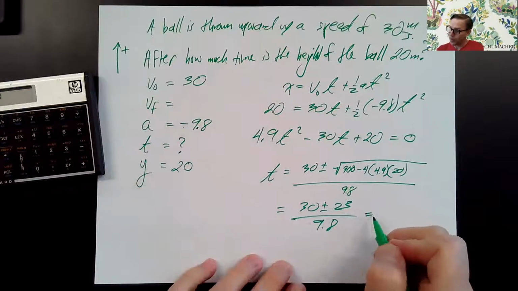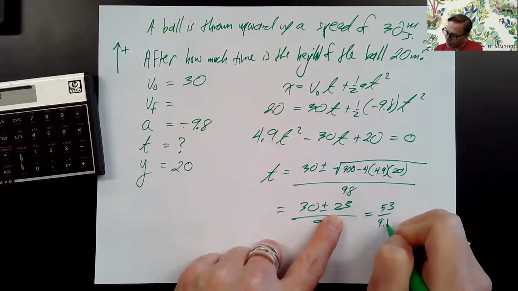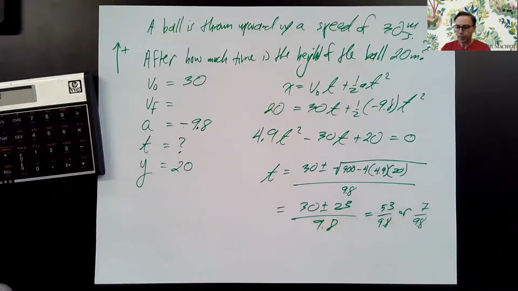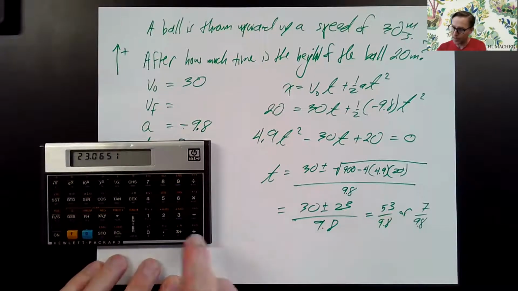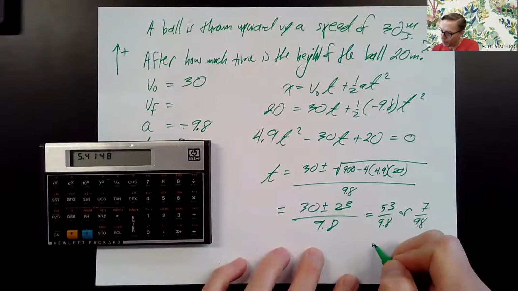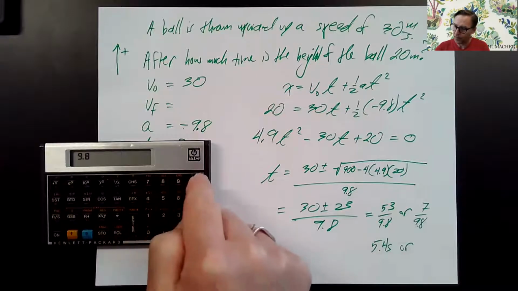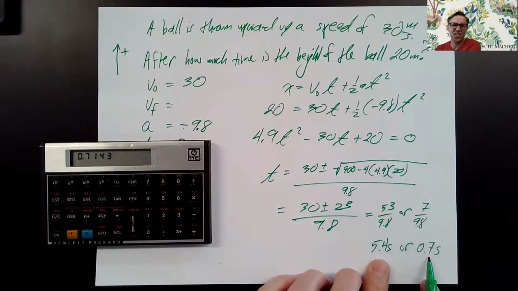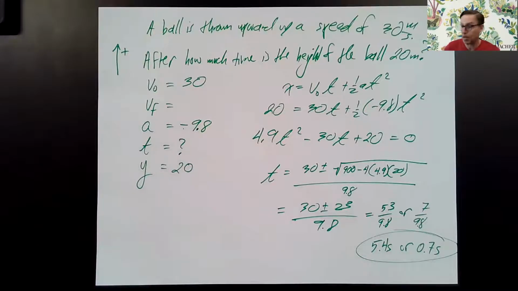All right, that's 30 plus 23, 53 over 9.8, or 30 minus 23, 7 over 9.8. And I'm just going to get really quick numbers here. 53 over 9.8 was 5.4 seconds, or 7 over 9.8, 0.7 seconds. I rounded them both to the tenths just because I felt like tenths was nice. So there are 2 amounts of time.